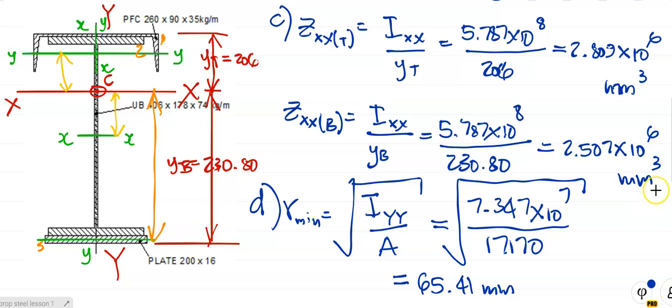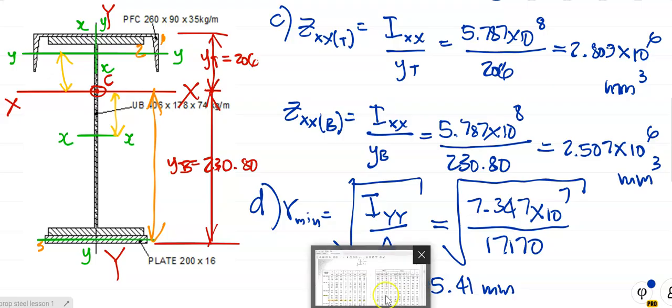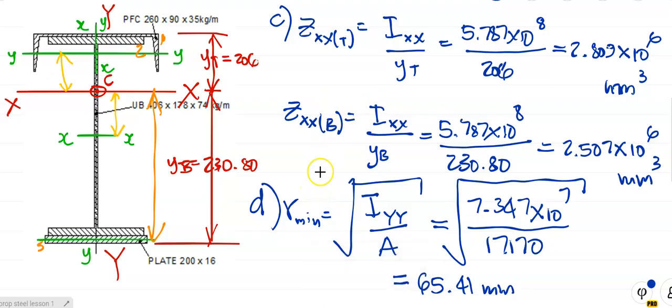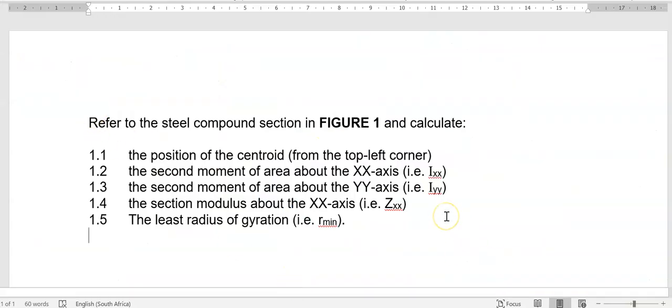Now people, if I took Rxx and divided by that, I would have got a bigger answer. But the question says determine R min, so it's the smaller of the two R values. And remember, because it's a beam, the beam is almost always stronger about the XX axis. So in almost every case it will be IYY over A, because IYY is the smaller, weaker axis. It is less resistant to bending about the YY axis. Okay, so if I flash back to my question, we've answered the whole question.